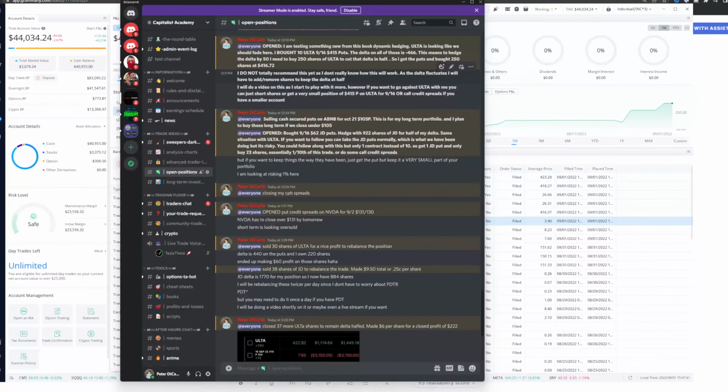So currently I bought today one Ulta put. I bought a single Ulta put. You can see this right here. The limit price was $340 and I filled at $340. Now, at the time, like I said, the delta was minus 4.6, which means I would have had to buy 23 shares of Ulta. I bought 22 shares of Ulta to hedge.